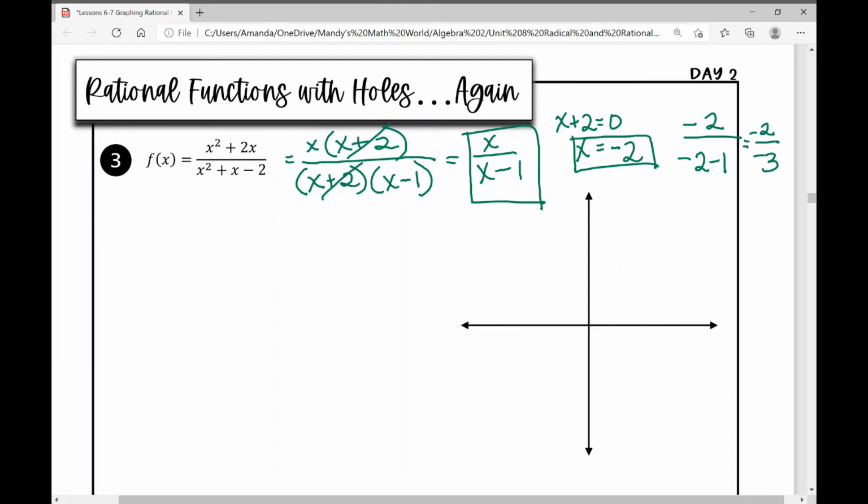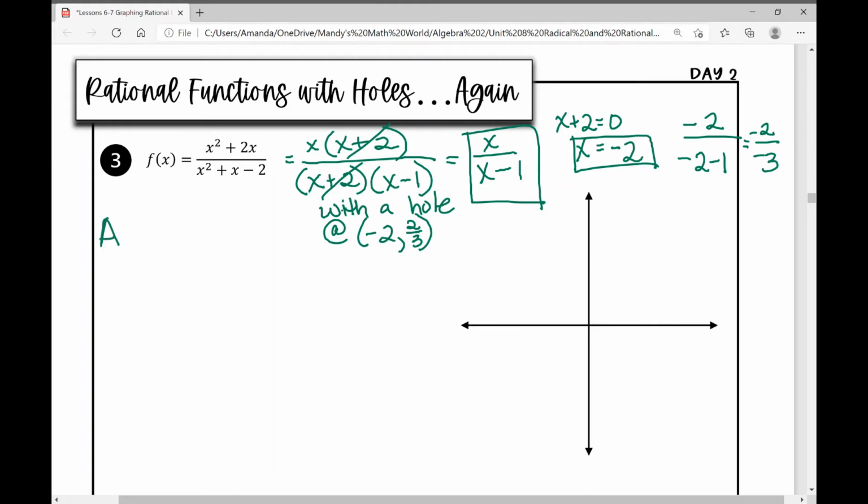So I can say this function will have a hole at the point -2, 2/3. So I need to just signify that on my graph with an open dot.